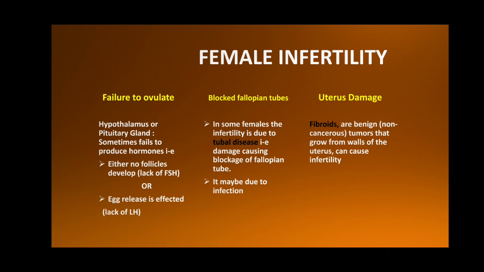Second type of female infertility is blocked fallopian tubes. In some females, the infertility is due to tubal disease or the damage that is caused by the blockage of the fallopian tube. It may also occur due to some infections. Third one is the uterus damage. Sometimes the benign or non-cancerous tumors grow in the walls of the uterus that may become the cause of infertility. And these benign tumors are called fibroids.